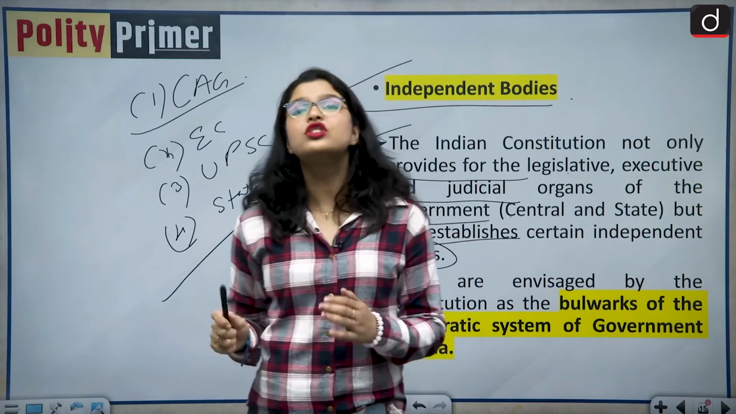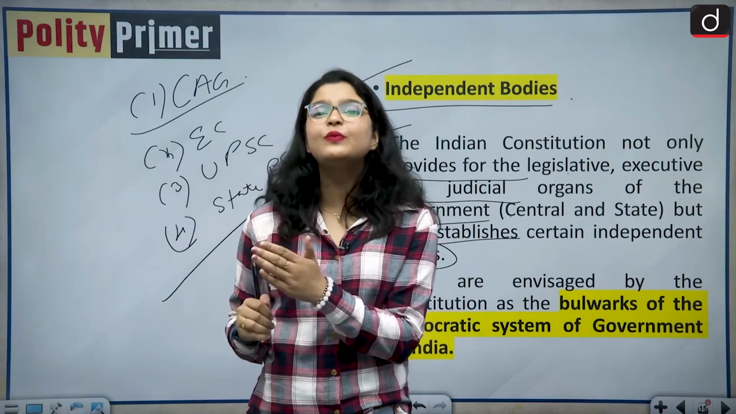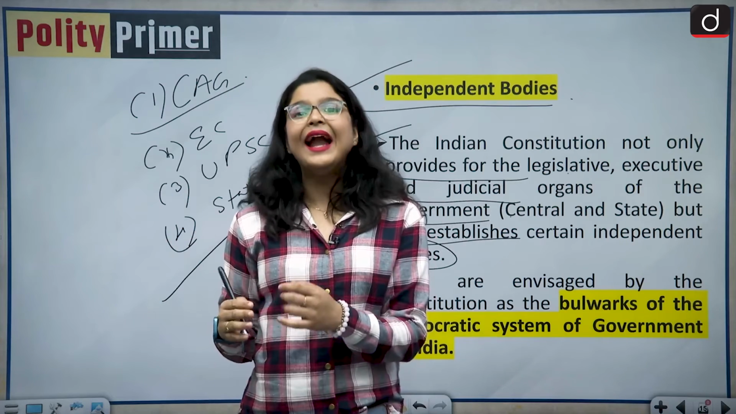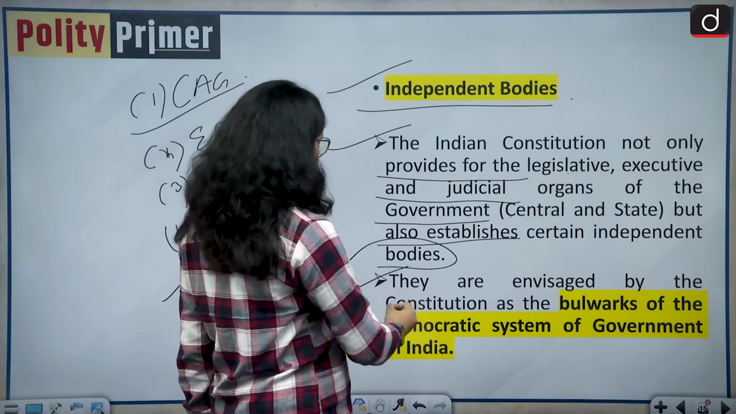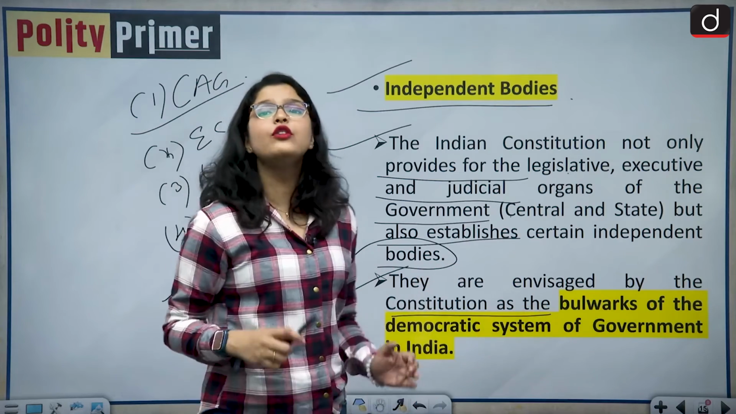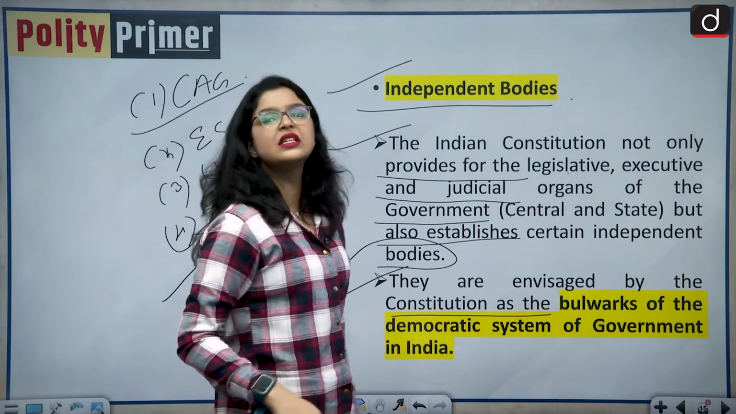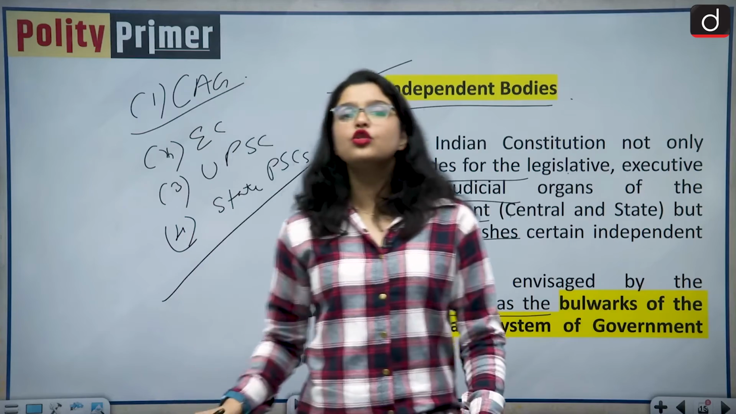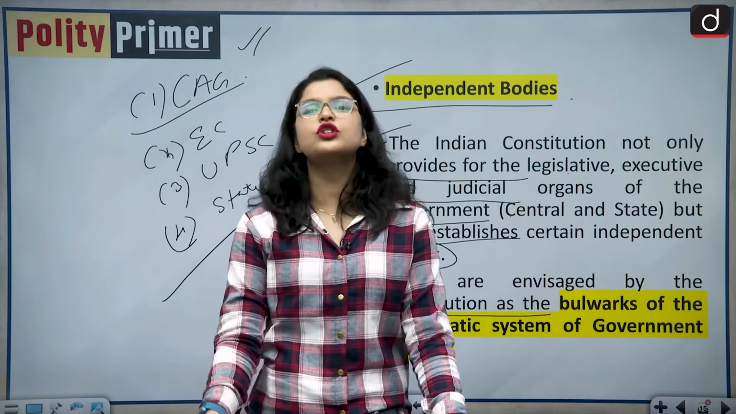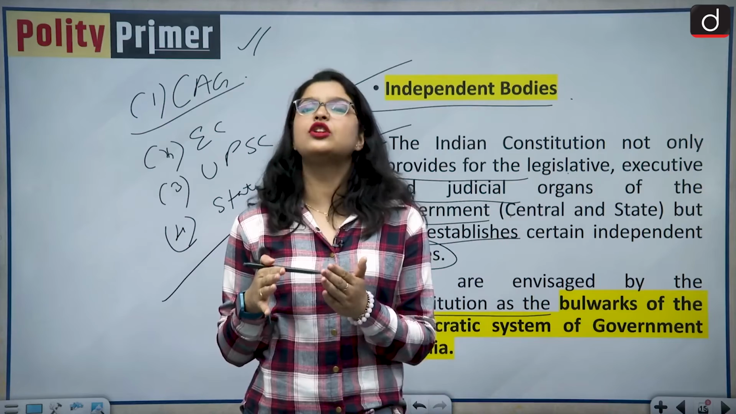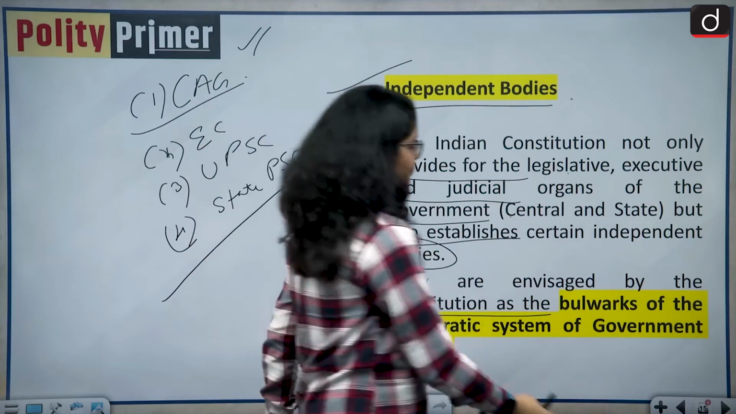All of these are constitutional bodies that are established by our Indian Constitution, and they are very independent in nature. They are envisaged by the Constitution as the bulwarks of the democratic system of governance in India. So all these constitutional bodies established by our Indian Constitution are a salient feature of our Indian Constitution.